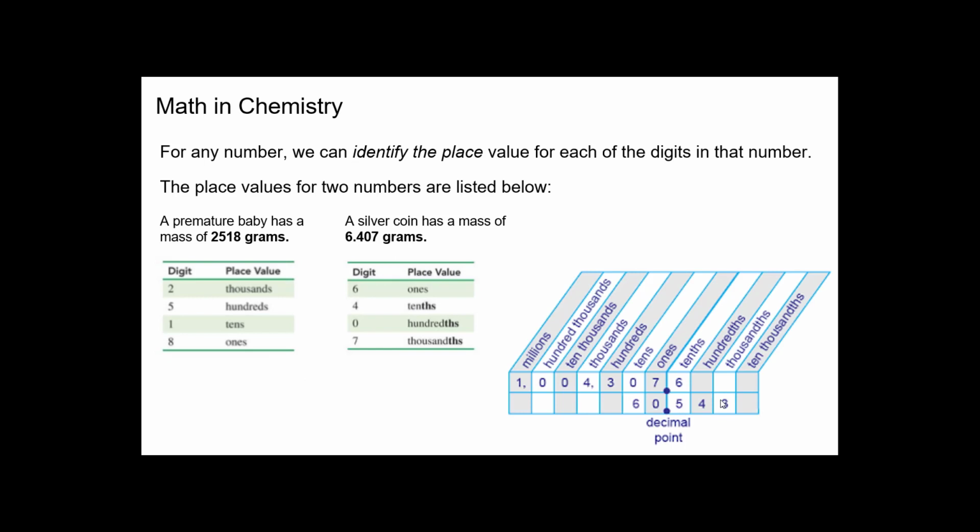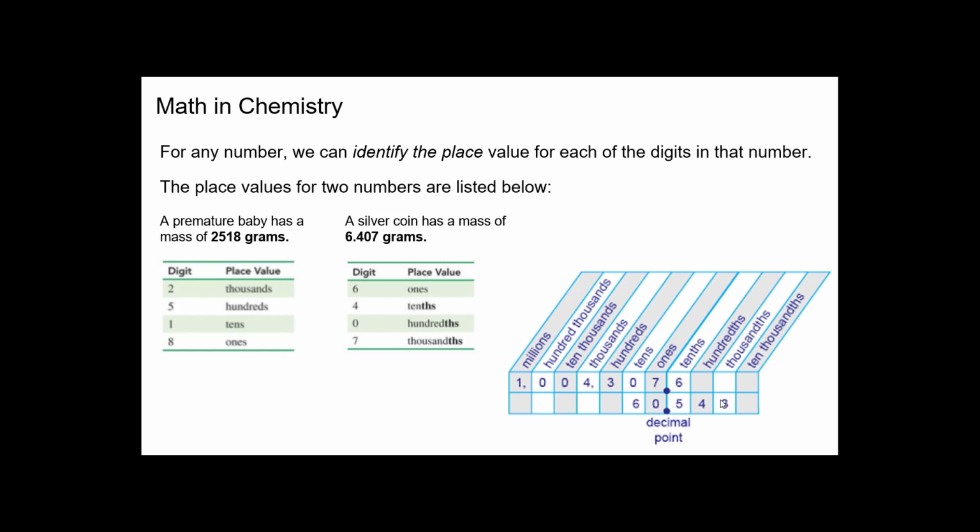All right, so now we're going to get into math. This is an introduction to math. We're going to go into more math later, but this is the foundational math that we need to know. And if there's any problems with any of this, then we need to work on it together and you need to let me know. So for any number, we can identify the place value for each of the digits in that number. The place values for two numbers are listed below.